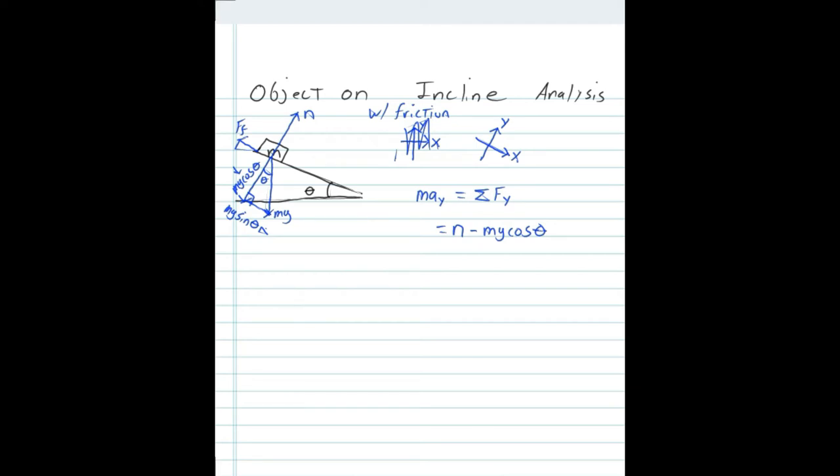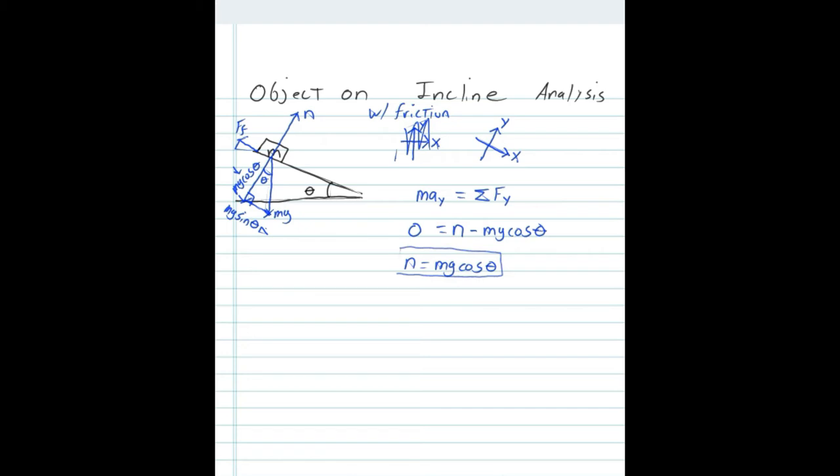And if you think about it, if the block slides down the plane or up the plane, regardless of its motion on the plane, it has no motion in the y direction. It doesn't come up off the surface or down through it. So the y acceleration is 0. And then I can solve this for n.